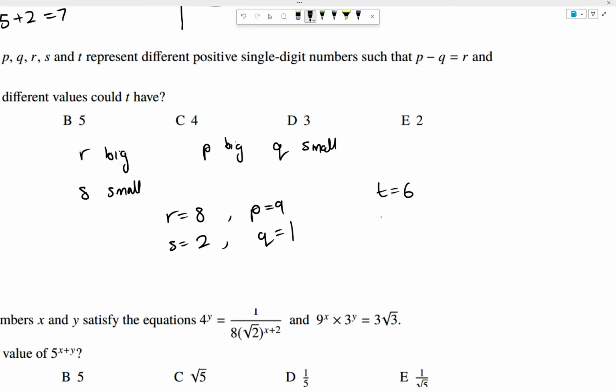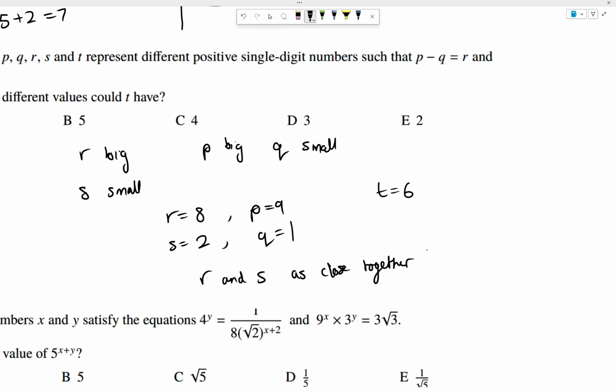And now if I want to make T as small as possible, I'm going to want to have R and S as close together as possible.